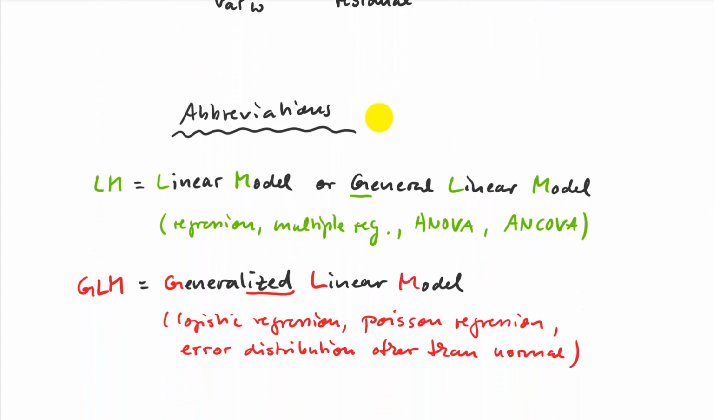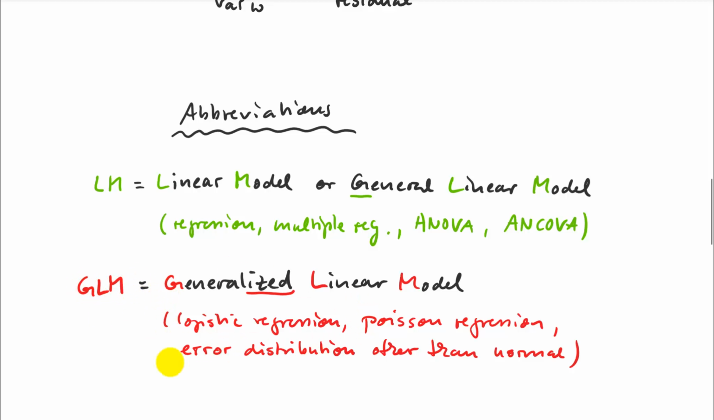So abbreviations for linear models can be a little bit confusing because the general linear model is usually abbreviated as LM. So linear model or general linear model are synonyms. So regression, multiple regression, analysis of variance, or analysis of covariance all fall under the general linear model. And there's also something that's called the generalized linear model. So that's abbreviated as GLM.